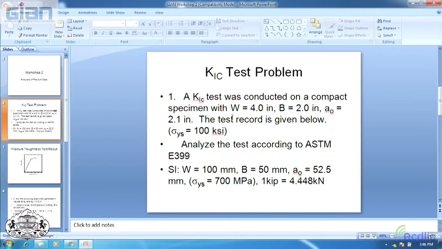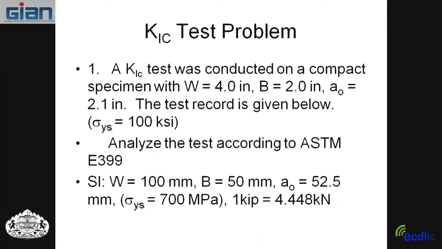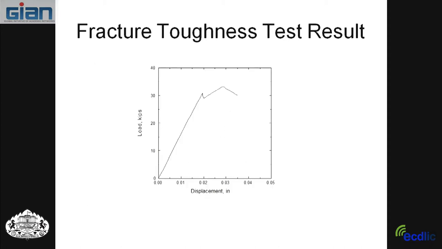Here's a K1C test, and I put this in engineering units because I have a graph that I couldn't change and it was in engineering units. So a K1C test was conducted on a specimen, W equals 4, B equals 2, a naught is 2.1. That's the initial crack size. I think I could give you preliminary results and then you could go from there. So I want you to analyze this according to ASTM E399. I have an SI version, in which W is 100, B is 50, a is 52.5, yield strength is 700, and then you can convert on here. But here's the load displacement record.